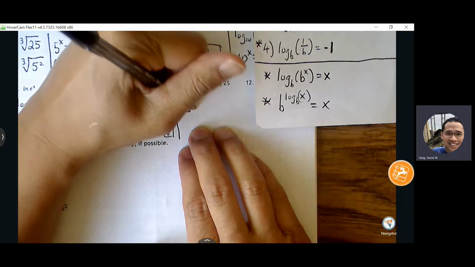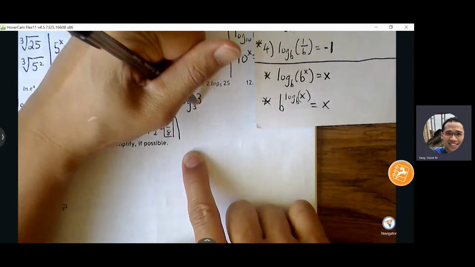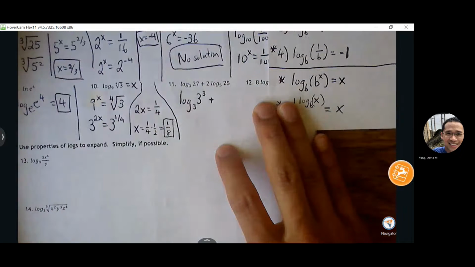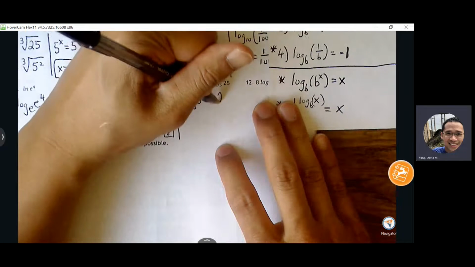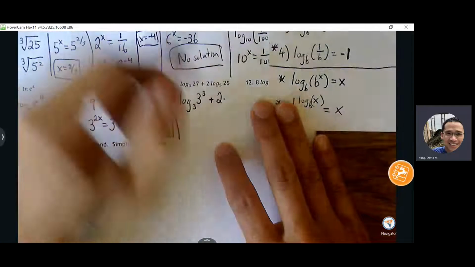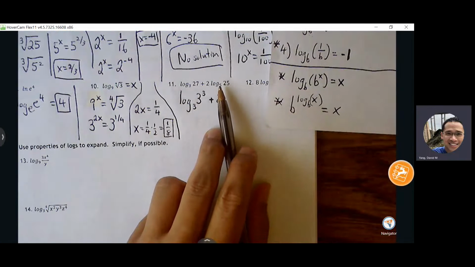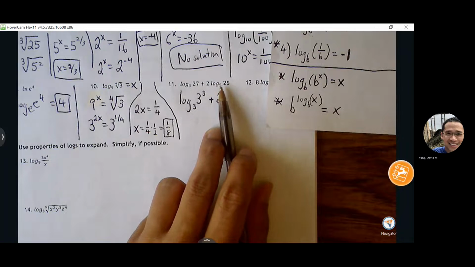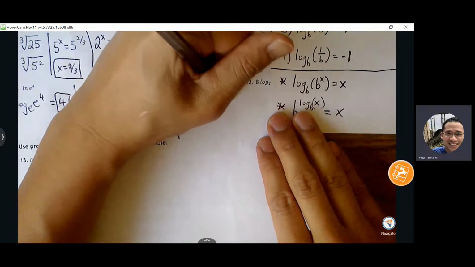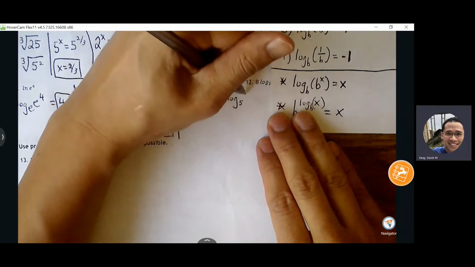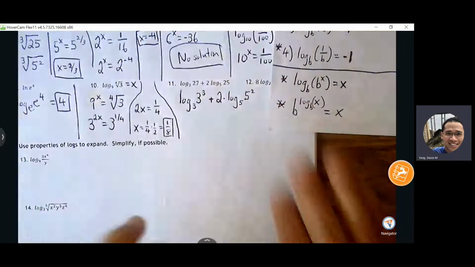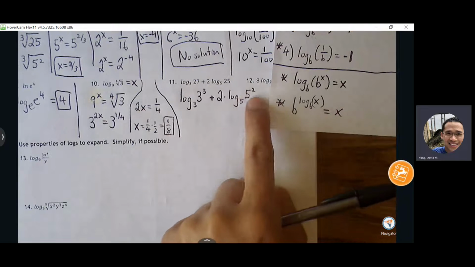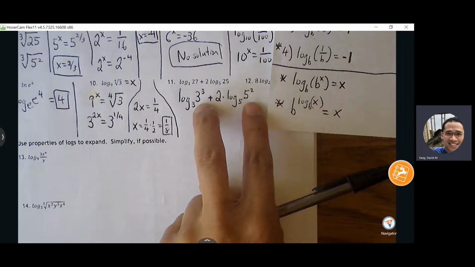So let me rewrite this. Log base 3, and we know 27 is 3 to the 3rd. Okay, I'll leave that alone. I'll leave that 2 alone in front. Let's talk about this log base 5 of 25. How can I represent that 25? 5 to the 2nd. Okay, so I have log base 5 of 5 to the 2nd. So 3 cubed is 27, right? 5 squared is 25. So I just made those substitutions.